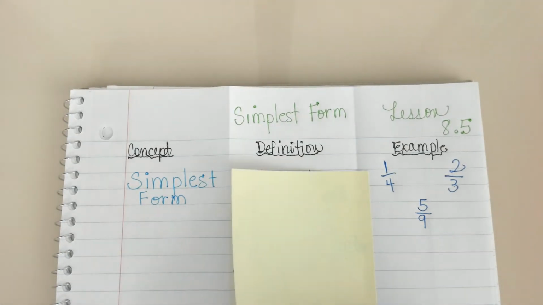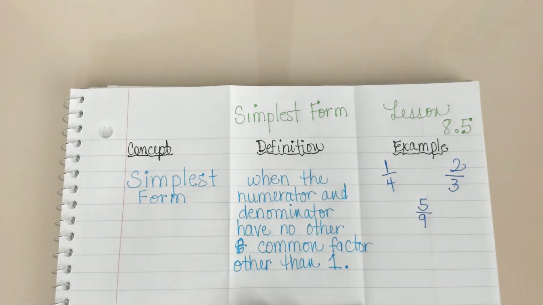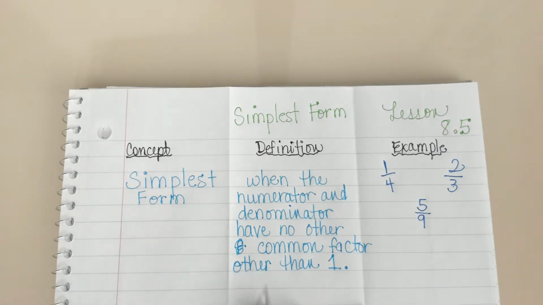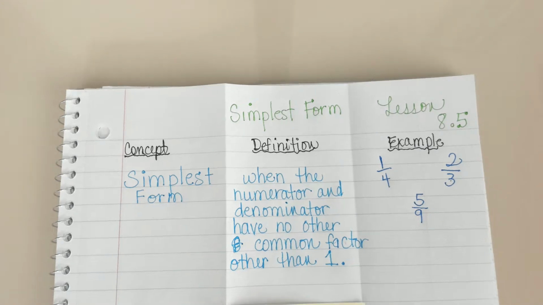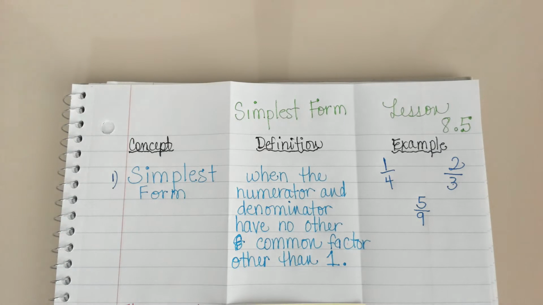All right. So the definition is when the numerator and the denominator have no other common factor other than 1. Remember, you can pause the video, you can go back, and I'm going to leave it at that and go on to number 2.